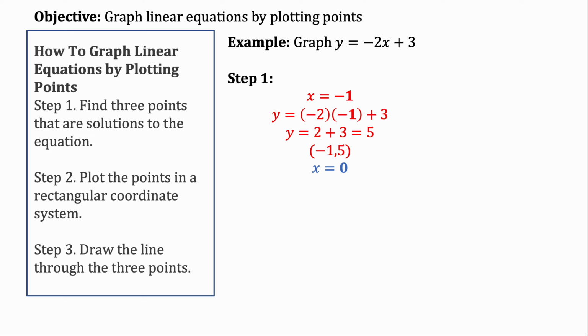Now I'm going to plug in 0. Same thing. y equals -2 times 0 plus 3. Do that multiplication first. Get yourself 0 plus 3, which is 3. So our second point would be 0, 3.